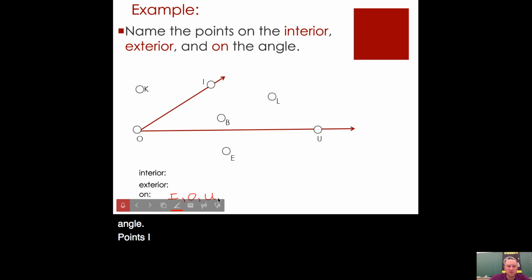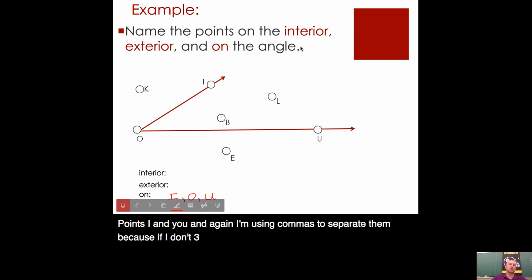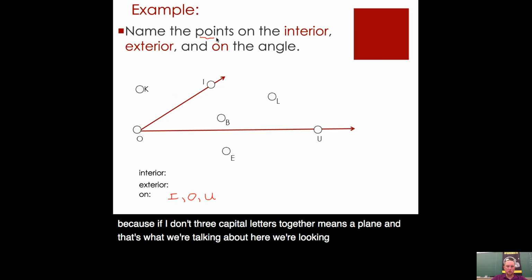And again, I'm using commas to separate them because if I don't, 3 capital letters together means a plane. And that's not what we're talking about here. We're looking for the points.